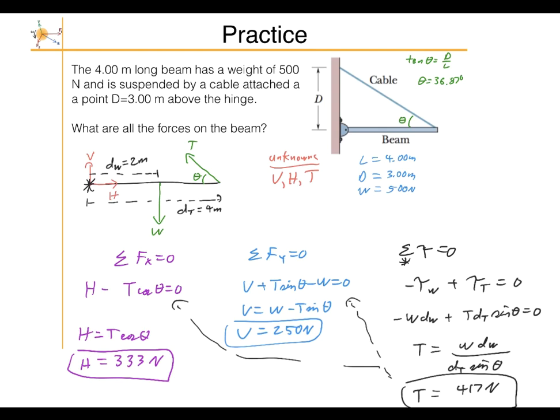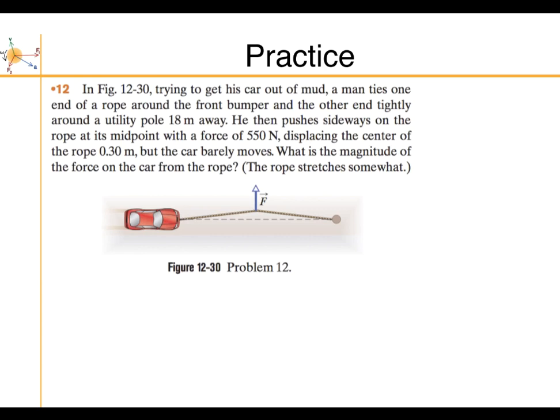So now let's have a look at the next one. Here, another one I found from the textbook that I like. Someone's trying to get his car out of the mud, so he ties a rope here tightly around a pole 18 meters away. So this distance here is 18 meters. He then pushes sideways right here upwards, and he displaces the rope by 30 centimeters, and he pushes with a force of 550 newtons. So what's the magnitude of the force of the car on the rope?